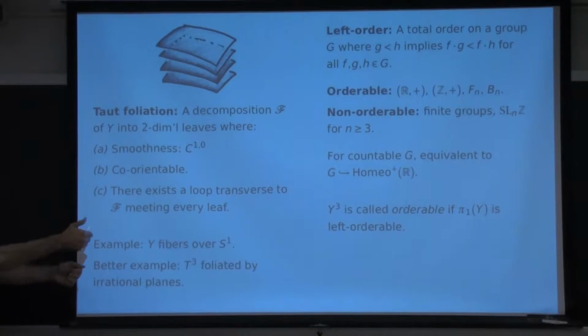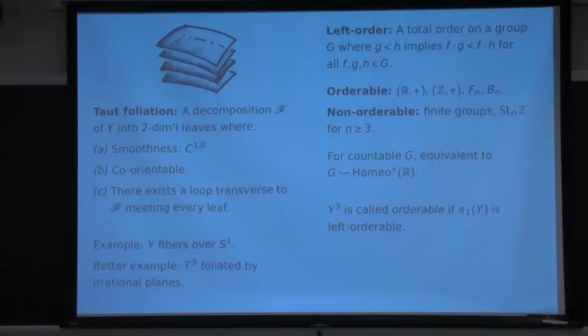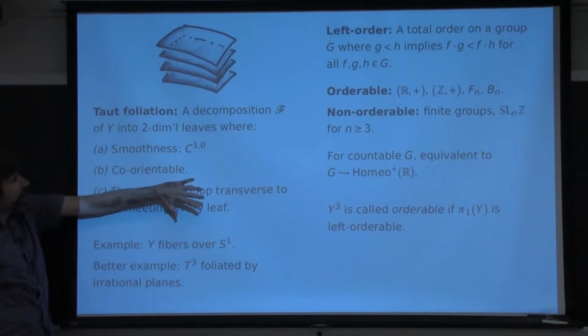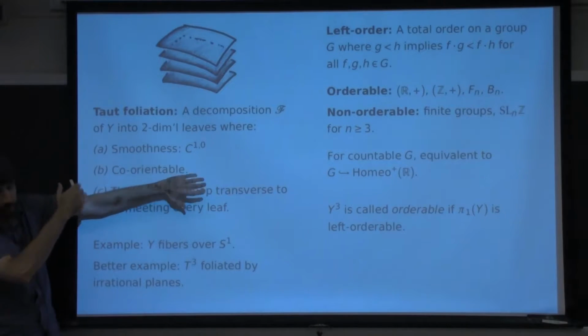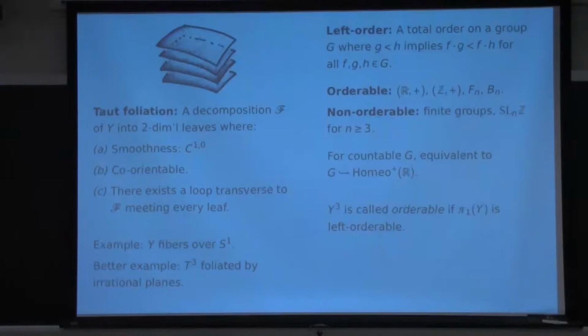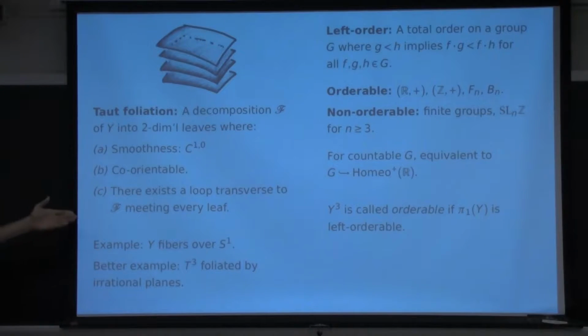I'm always going to insist my foliations are co-orientable, so they have a consistent normal direction. Since my manifold is orientable, that's equivalent to saying the leaves are orientable. If I don't add this third condition, this turns out to impose no restriction at all. So any closed three-manifold has a foliation, in fact, even a reasonably smooth foliation, which is co-orientable. So these are very, very common. But when you add this slight additional condition, that there is a loop which is transverse to the leaves, never tangent, and it meets every leaf, that turns out to greatly restrict the topology of the three-manifold. And so if you have all three of these things, we call it a taut foliation.